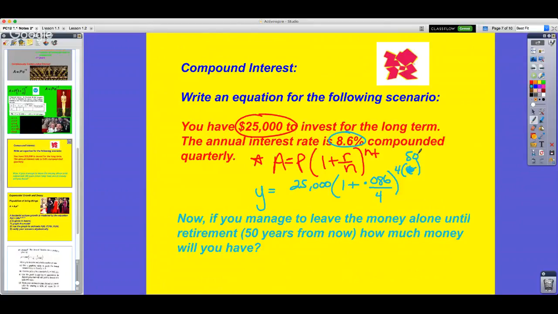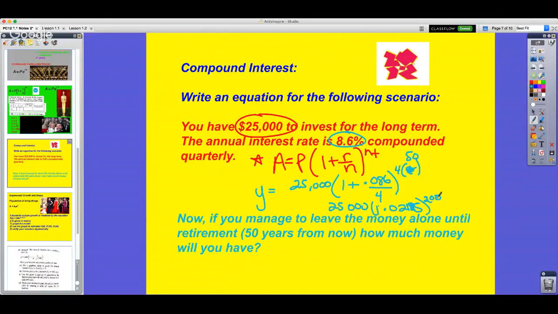So what we'll do now is on the inside, we'll actually divide this out first, right? So do 0.086 divided by 4, and then just add 1. What's on the inside? 1.0215. Okay. At this point, what would we do? 4 times 50 we know is 200, my fault. What will I do next?